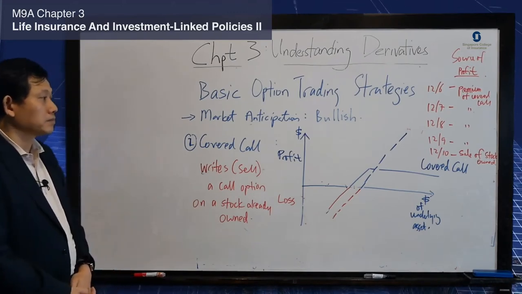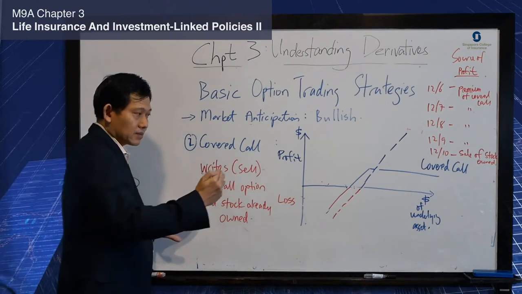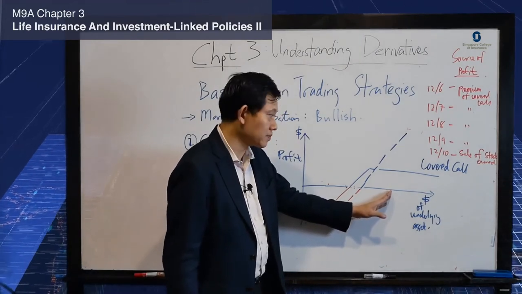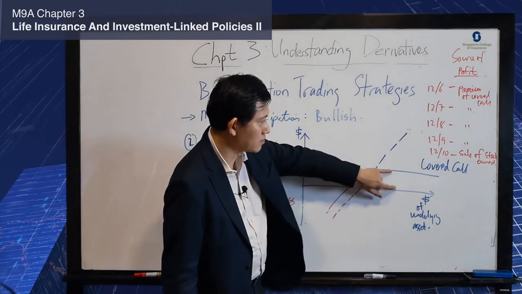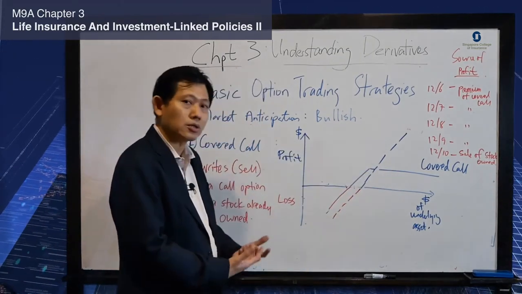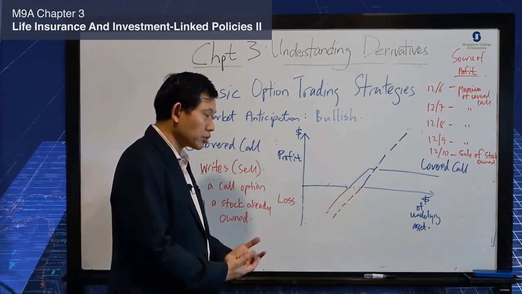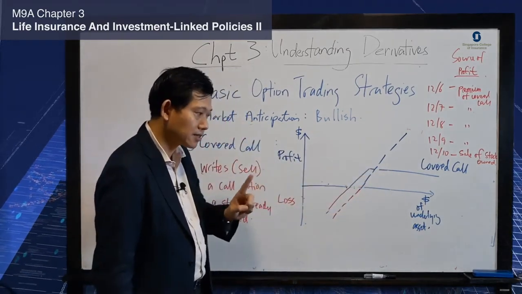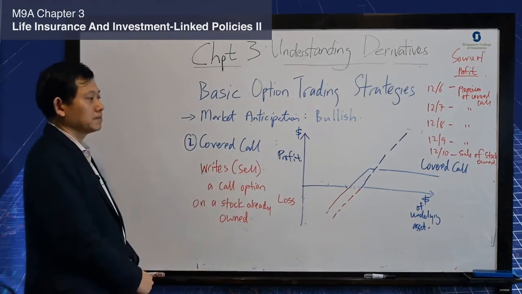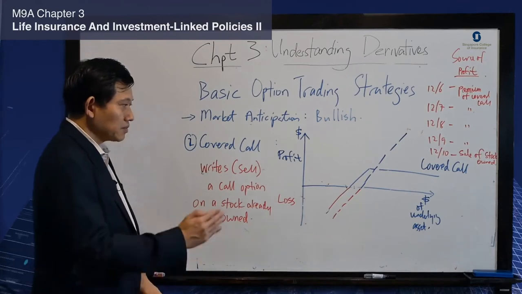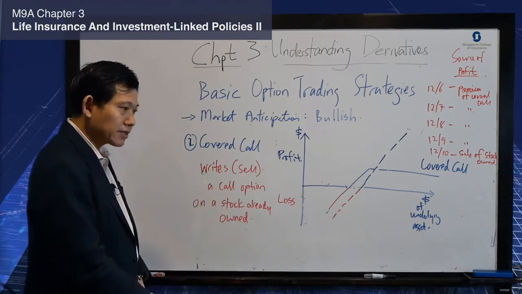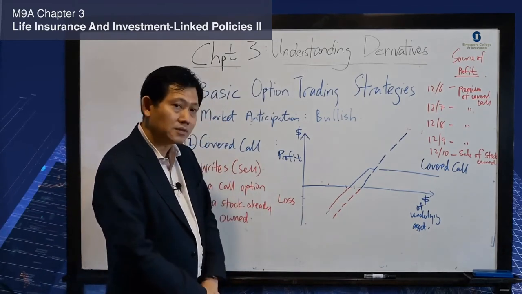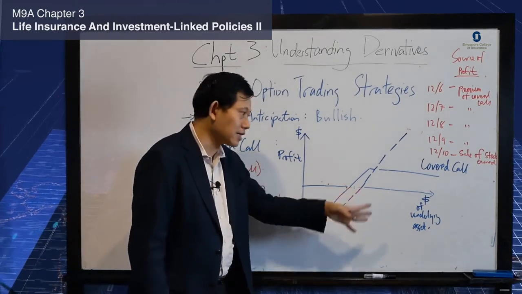All right? Now, if at the point of expiry date, the price of the underlying assets is higher than the strike price, you will make a profit. The profit comes from the sales of the stocks you already own. Because you're selling the call option to another party, your profit is limited to the price that you had decided on in the call option that you sell to another party. Now, if at the point of the expiry date, the price of the underlying assets is less than the strike price of the call option, the counterparty would let the call option lapse.